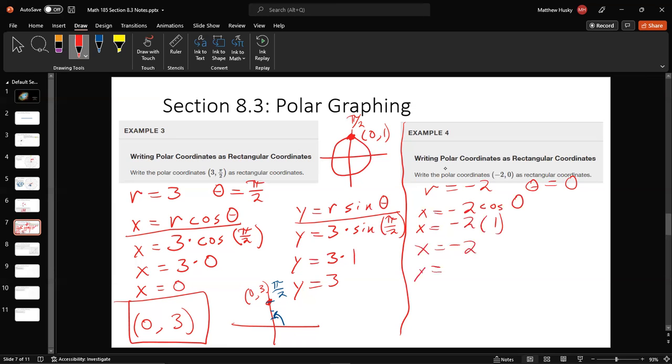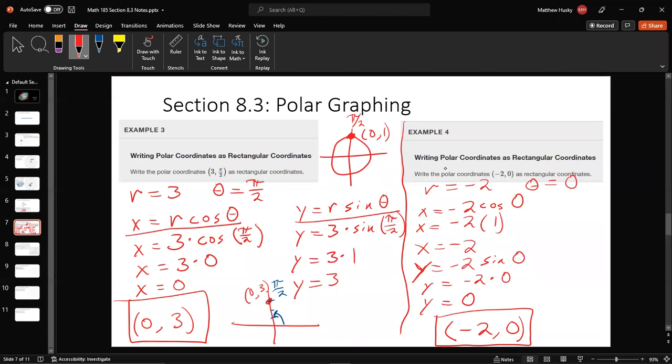Meanwhile, y is equal to -2 times the sine of 0. The sine of 0 is 0, so this is -2 times 0, meaning y is equal to 0. And you put them both together and you get the point (-2, 0). Fun fact, that's actually exactly the same as the polar coordinate. So often that doesn't happen, but this is kind of a quirky one where that is what happens.